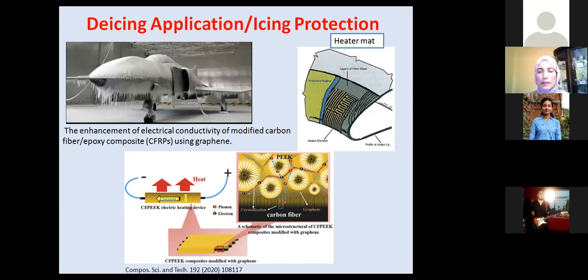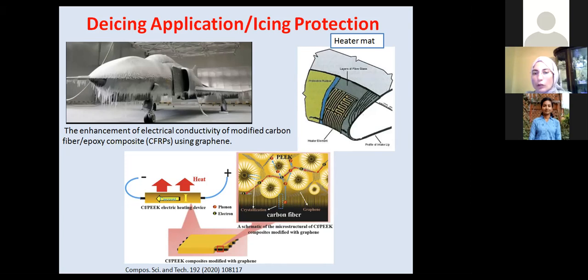Here is an example from the literature. Graphene was added to polyether ketone resin to improve the thermal properties of the composites. The phonon connection and the heat dissipation are increased when using graphene in this material. This is an example of what I mentioned about conductive composite materials.